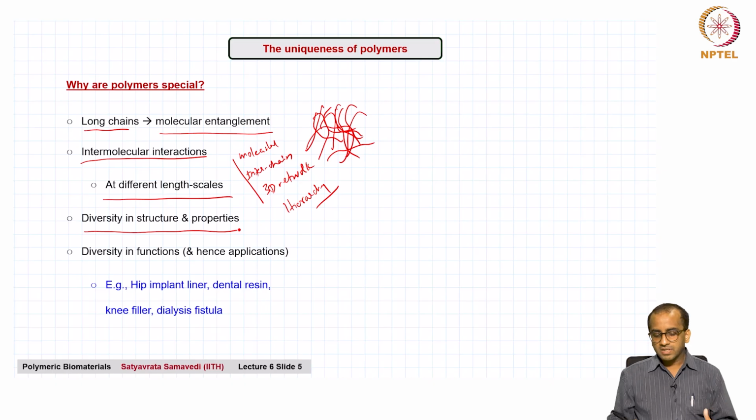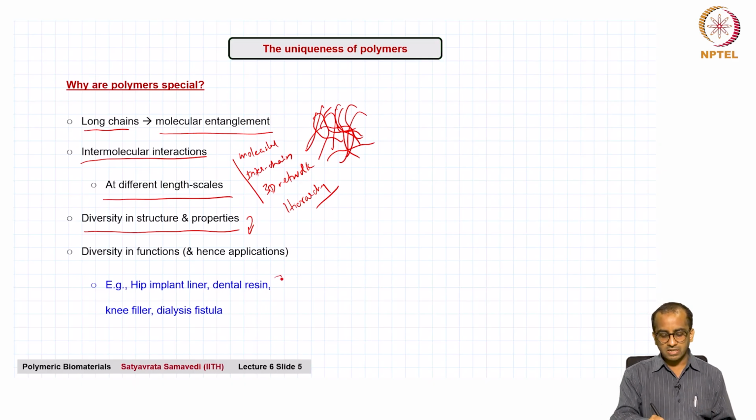You also have diversity in structure and properties, and this is something we have seen earlier. Polymers is a very broad term for a series of different types of materials which can exhibit a wide variety of properties. Not only that, the same polymer can exhibit different properties depending upon microstructure, processing and so on, depending on chain length, depending on molecular weight, molar mass, all these things. And that in turn determines how diverse the functions and applications of polymers are.